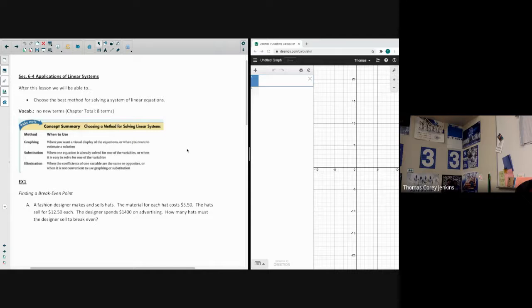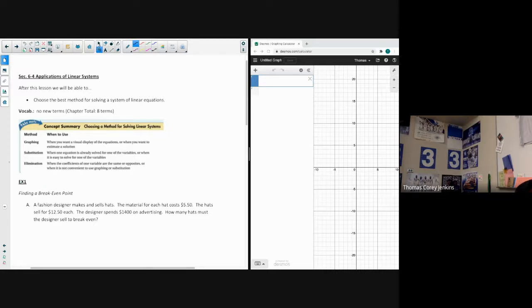All right, so anyways, we'll go ahead and get started with example 1. Pay attention in this video to how I would like you to show your work. Example 1A says a fashion designer makes and sells hats. The material for each hat costs $5.50. The hats sell for $12.50 each. The designer spends $1,400 on advertising. How many hats must the designer sell to break even?